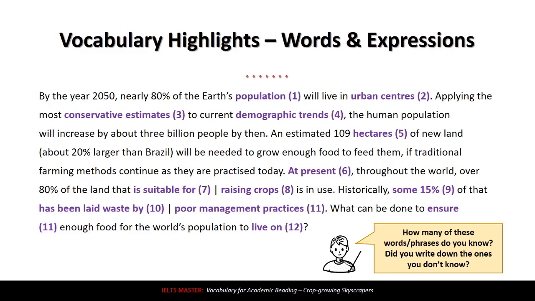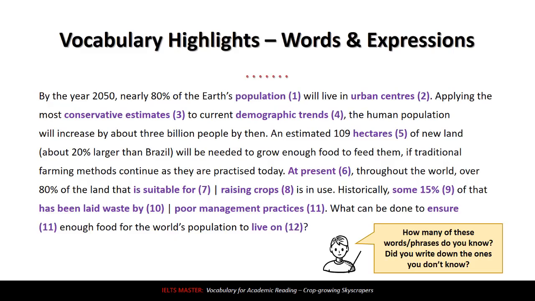Number 8, raising crops. Okay, this is raising. We're using raising instead of growing crops here. Growing crops is also okay. That's also a common collocation, but maybe they wanted to use something different because they used grow 2 sentences ago, and so they're using raising crops here. Next, number 9 is some 15%. This usage of some is quite interesting. Here, some doesn't mean a few. Here, some means about, and so using some with a number after it means about. So about 15%, approximately 15%.